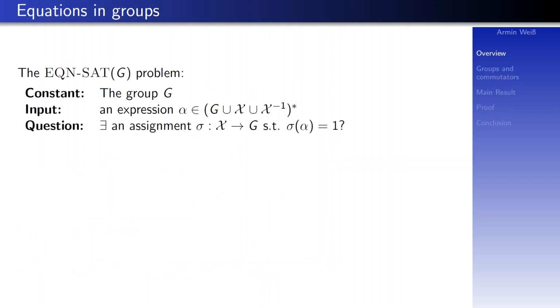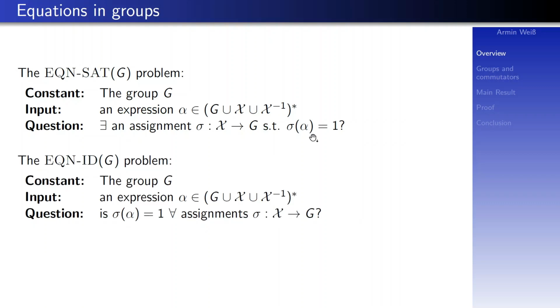The first one is equation satisfiability. Here, the input is an expression, as before, and the question is whether there is a satisfying assignment, so whether we can assign values to the variables such that the whole equation evaluates to 1. Here, sigma is extended in a natural way to the whole equation. The second problem is the equation identity problem. Again, the input is an expression, and the question is whether all assignments are satisfying. In both cases, I always assume that the group is not part of the input, so the group is always constant.